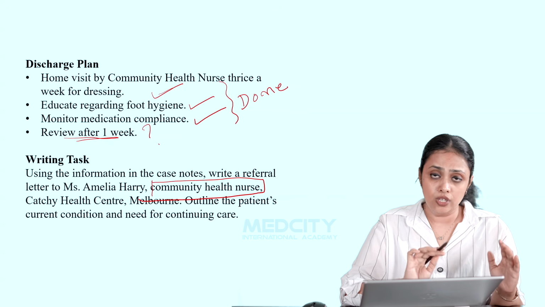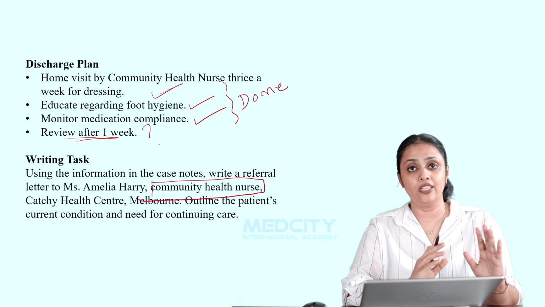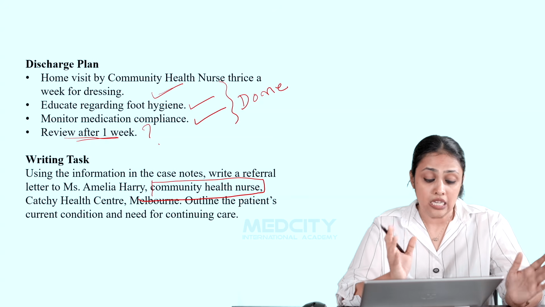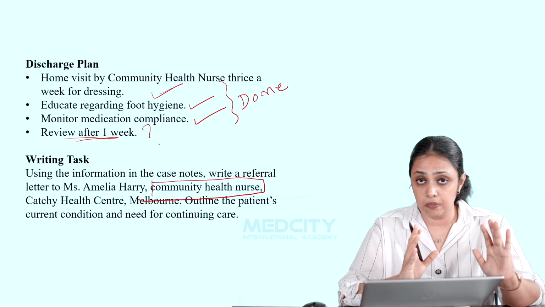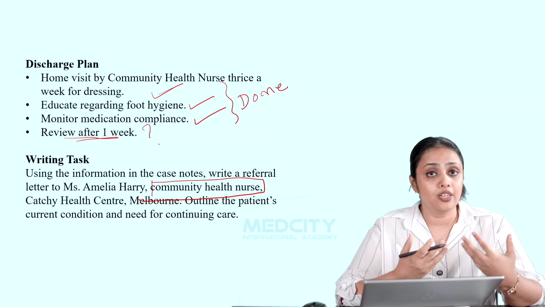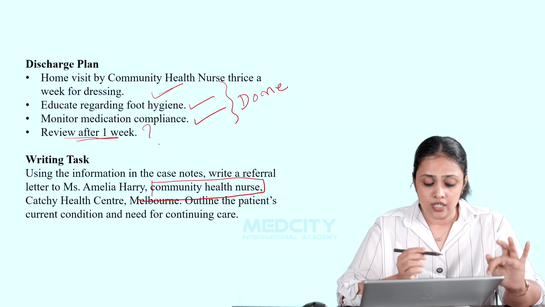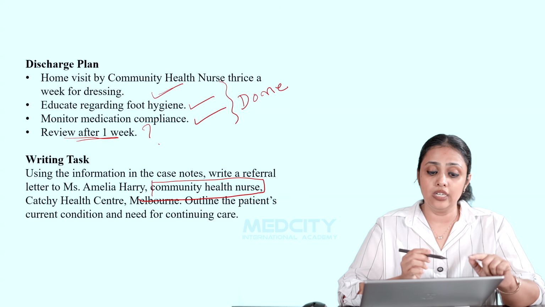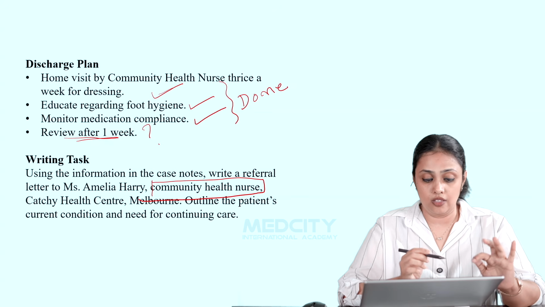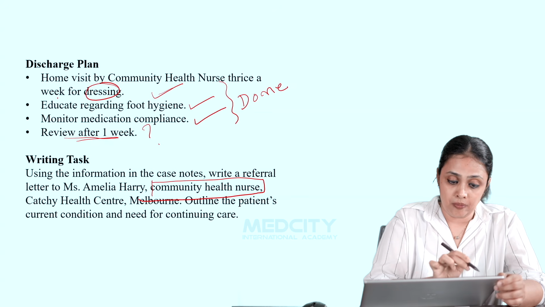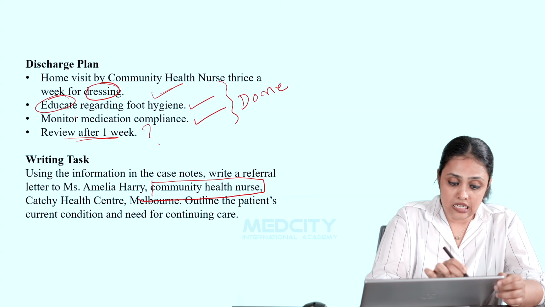Definitely no. You need not stick on to the same order as it is given in the discharge plan. It's up to your logic. Depending on who the reader is and depending on the situation, you can rearrange the ideas. So here, the first point is home visit by community health nurse thrice a week for dressing. The first service is dressing, then is education, then is monitoring.